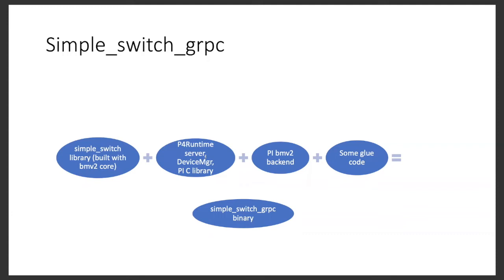The PI BMV2 backend, specific to BMV2. We can also call that the PI BMV2 drivers, and then some glue code, and all of this is going to give you the simple switch gRPC binary.